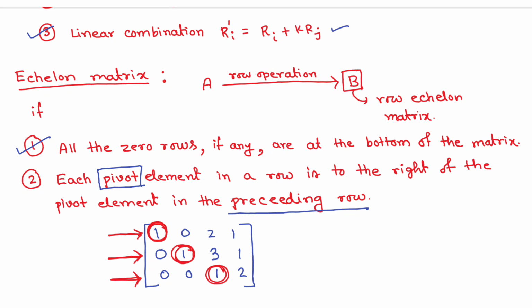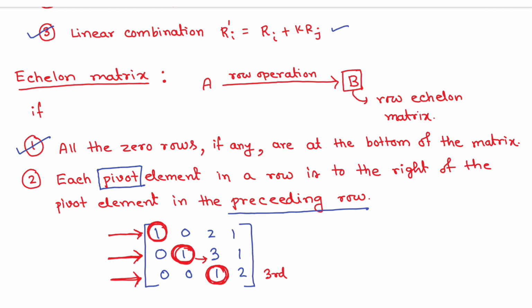Okay, and it is saying that in a row, let's say I am taking the third row, the pivot element must be to the right of the preceding row. So obviously this one is pivot element, and this is our second row pivot element, and this is on the right side. That means in opposite sense it is saying that all the elements below the pivot element must be zero element. Okay, all the elements below the pivot element must be zero element.